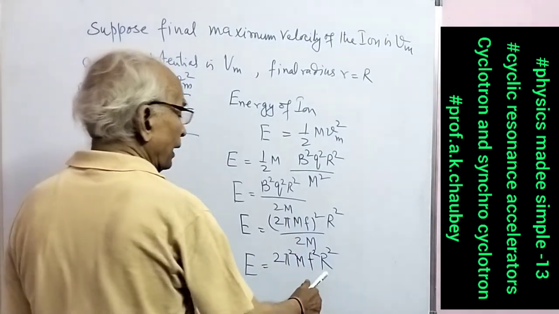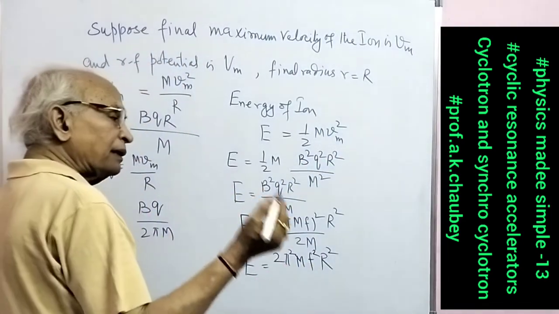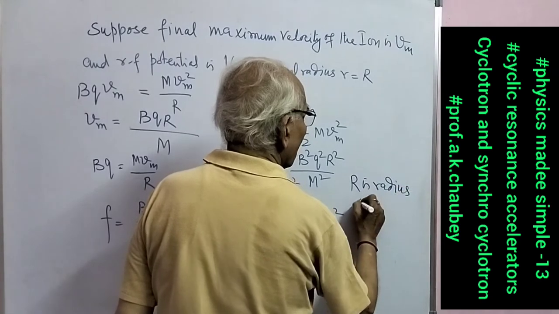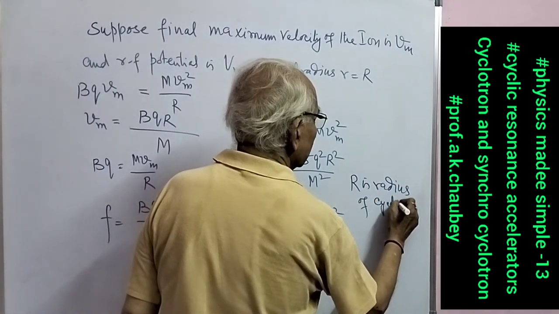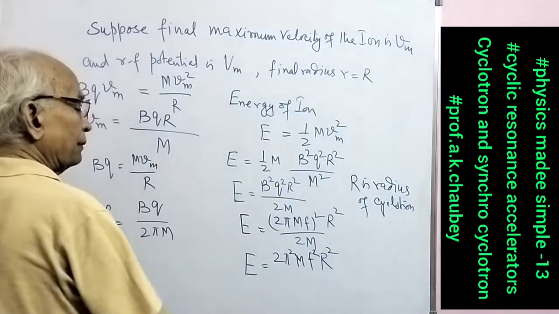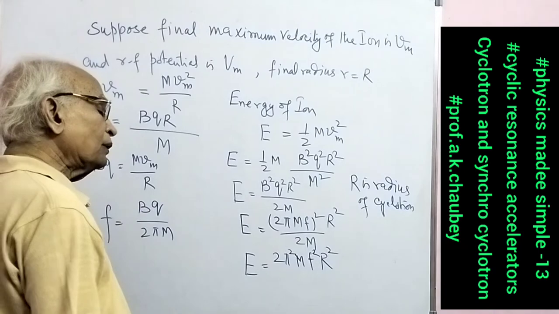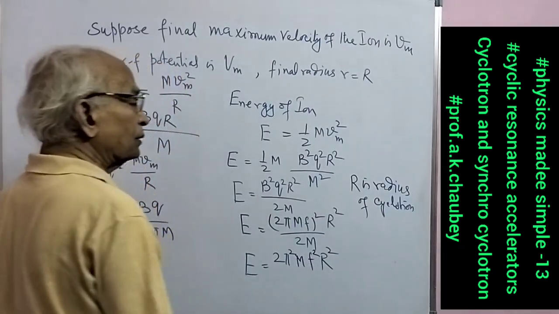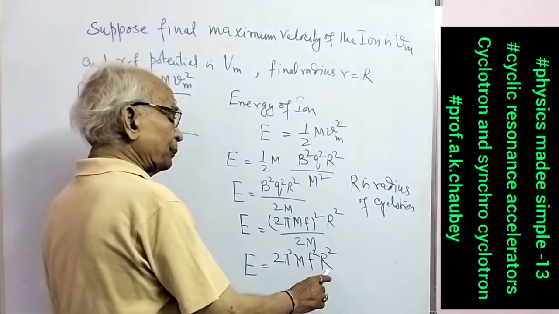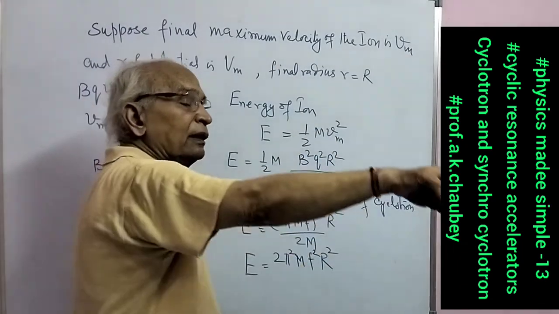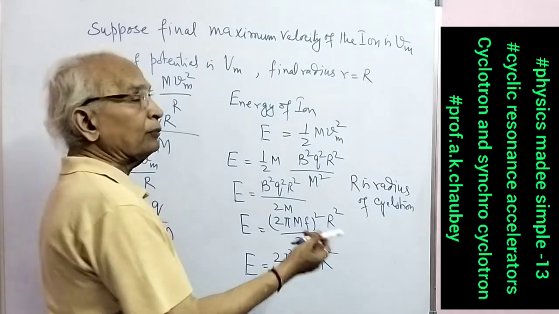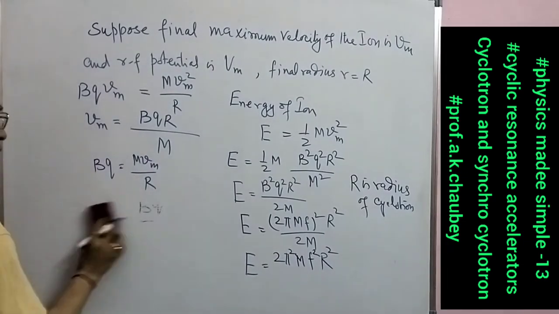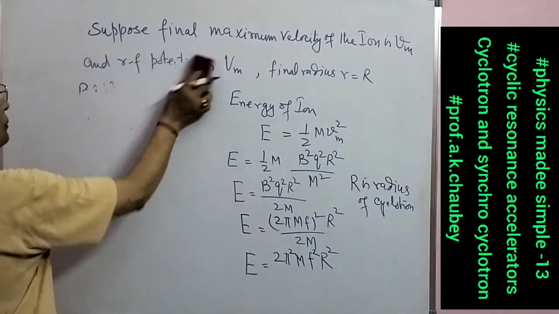in terms of the frequency of the oscillator and the radius of the cyclotron. R is the radius of the cyclotron, the maximum radius. M is the mass, F is the frequency. So the energy value is in terms of the mass of the ion, the frequency of the oscillator, and the radius of the cyclotron. These four parameters are important. You have to design a machine having proper R, the maximum radius of the D, and then you have to design the oscillator accordingly, of suitable frequency. So energy is going to be given by this formula.